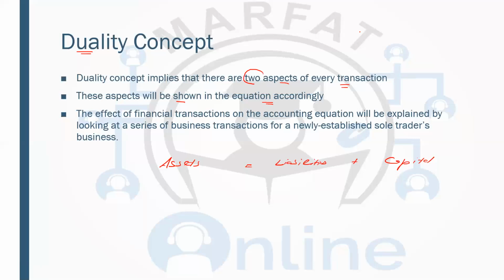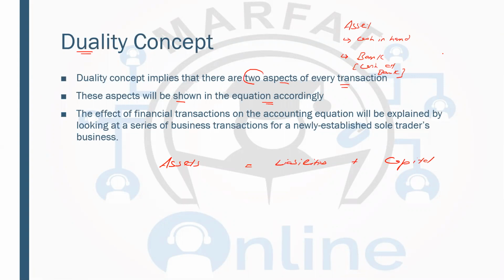Let me tell you one thing. When you talk about assets, cash is your asset because cash is a resource. For example, cash in hand, and the other is, for example, bank. Bank means cash at bank. So you have the cash in hand and you have the cash at bank. Both of these are your assets.